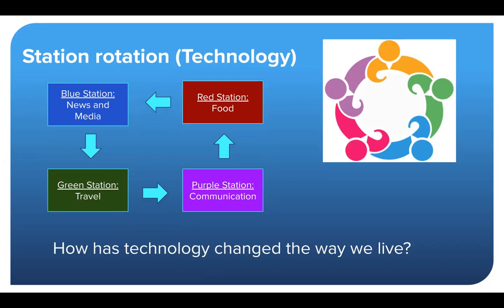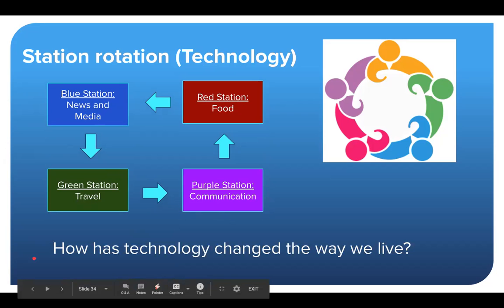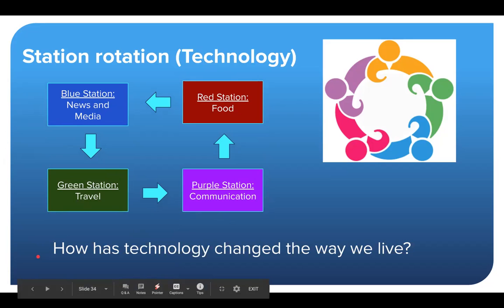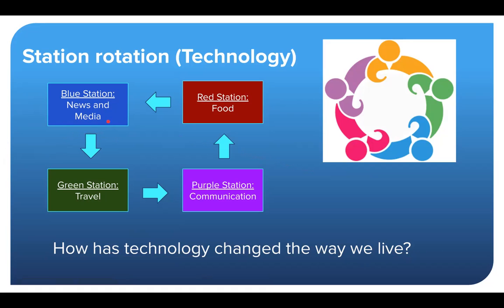Okay, one last station rotation example. This is topic-based station rotation, and the topic is technology. So the idea is to have students learn about how technology has changed the way we live. At the blue station, students would learn about news and media. They might have a reading activity to do, and then some group discussion or questions.